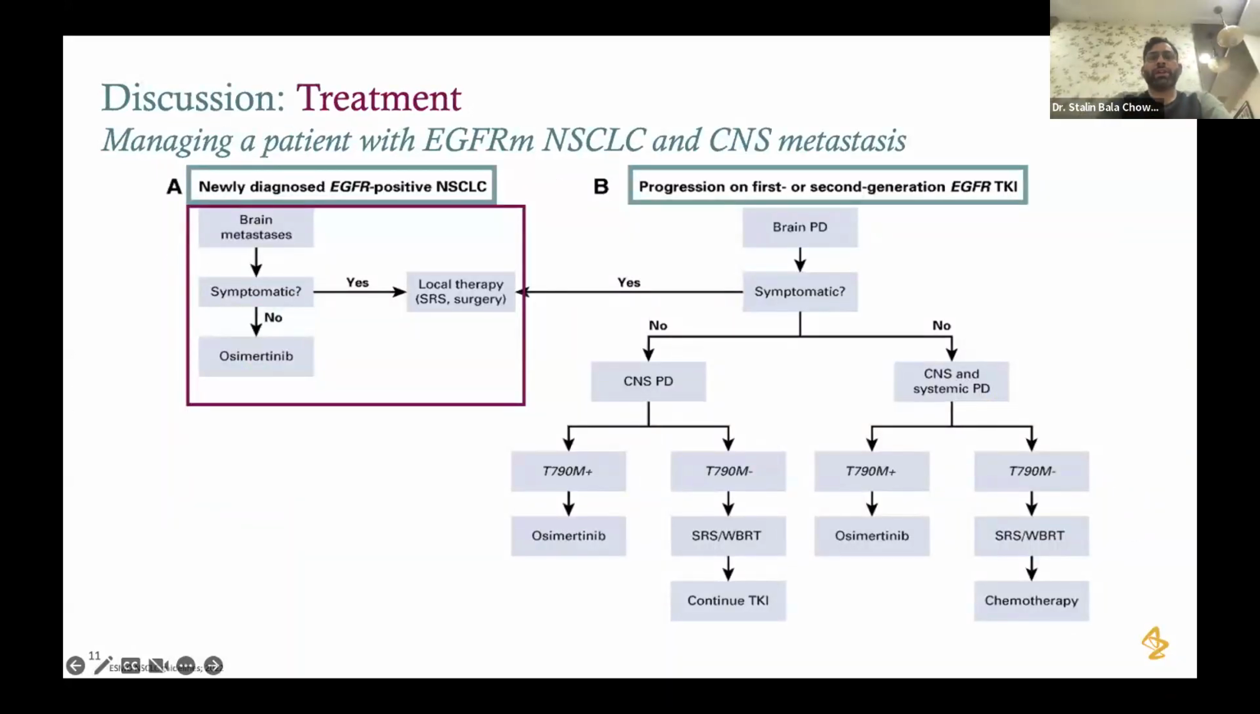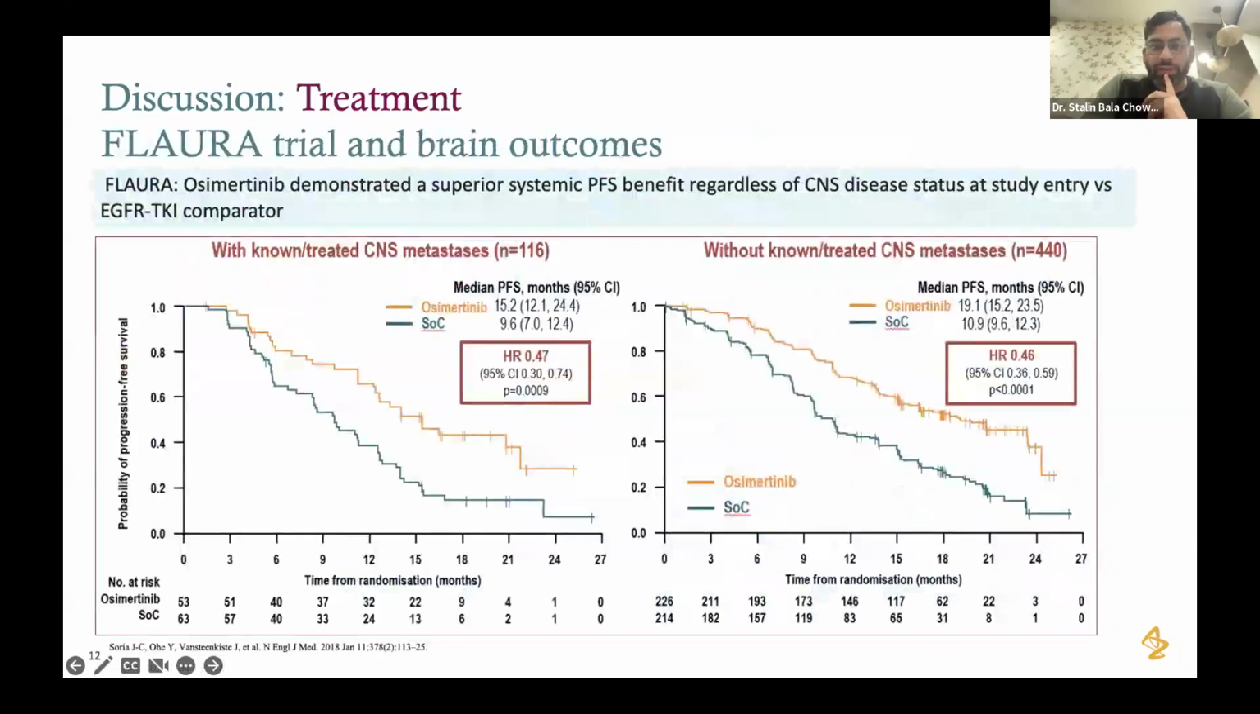And this is how we treat EGFR mutation patients who had brain metastasis, preferably if the patient is symptomatic. So we go for local therapy, either radiotherapy or, if it is a solitary lesion, stereotactic radiosurgery. If the brain metastases are not symptomatic, osimertinib will take care of the disease.